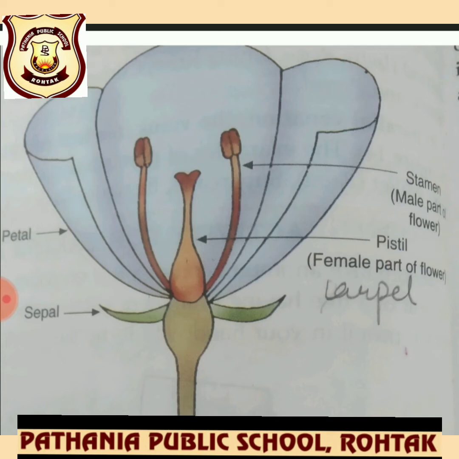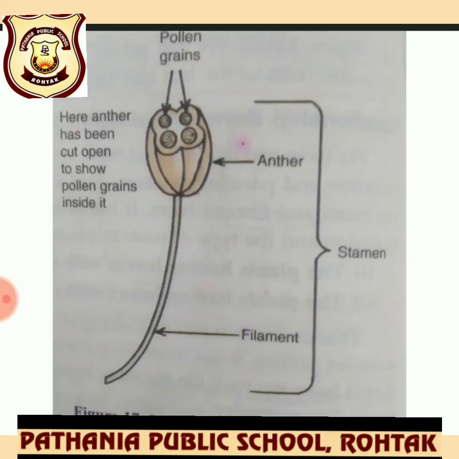And the next one is the stamen. Now I am going to show you the stamen, the male part of the flower. This is the diagram of the stamen. As you can see, it contains pollen grains. The stamen is the male part of the flower and it is made up of two parts, anther and filament. The stalk of the stamen is called the filament, and the swollen top of the stamen is called the anther, which contains the pollen grains.